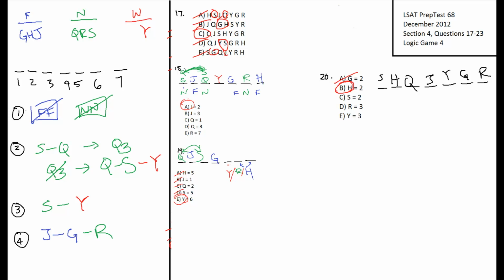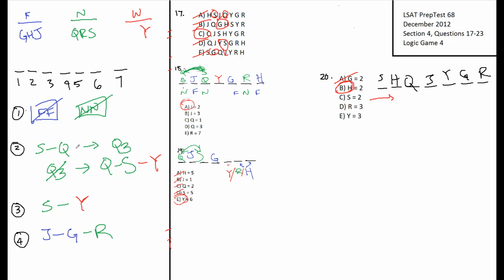But let's look at the rest of them anyway. Okay, so answer choice C, putting S in 2. Well, here's the problem with putting S in 2. One of two things is going to happen here, and it goes back to this rule. Because S comes before Y, that's not such a big deal. We can put S. We just know that Y is not 1 in that case.